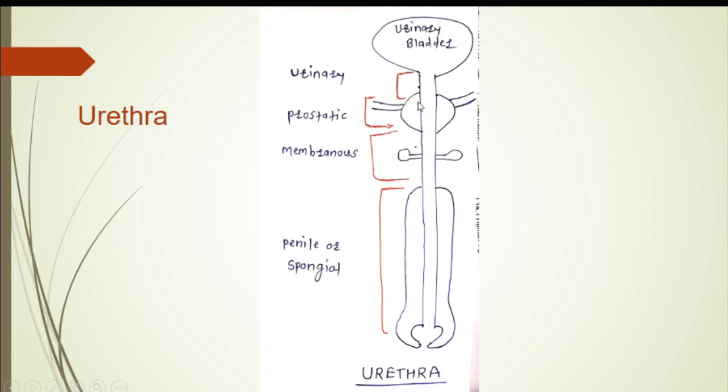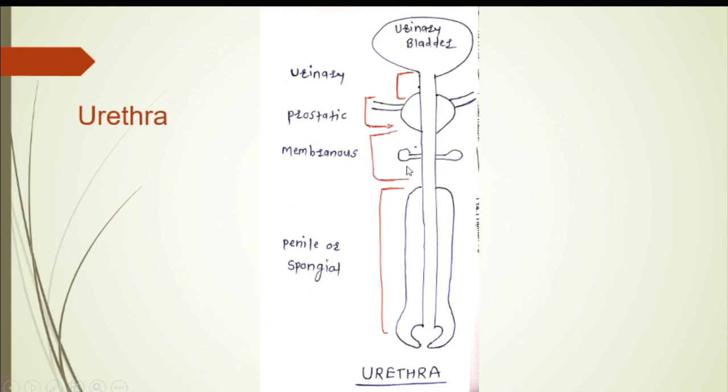Then later we can see over here, this is the prostate gland. Over here you can see this is one duct and this is another duct. We have just seen these two ducts are the ejaculatory ducts. These ejaculatory ducts open into the urethra in the region of this prostate gland, and they pour the seminal fluid into this region. So this is the prostatic urethra. The prostatic urethra carries urine as well as semen.